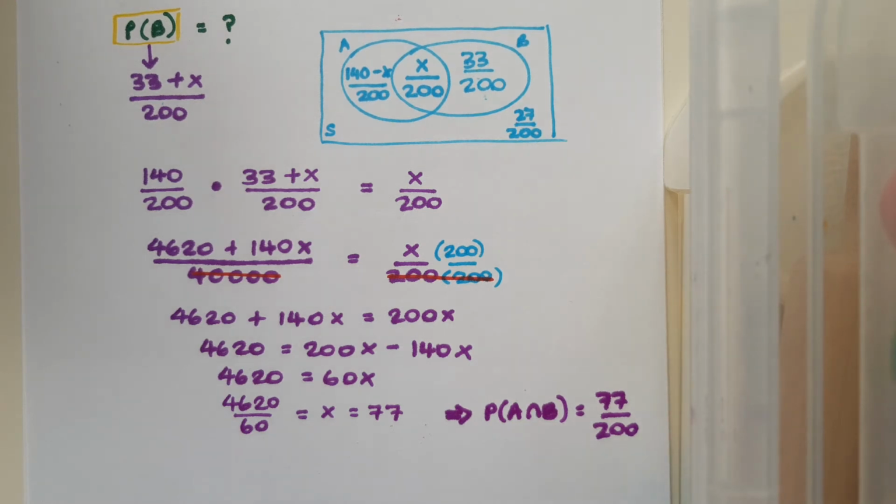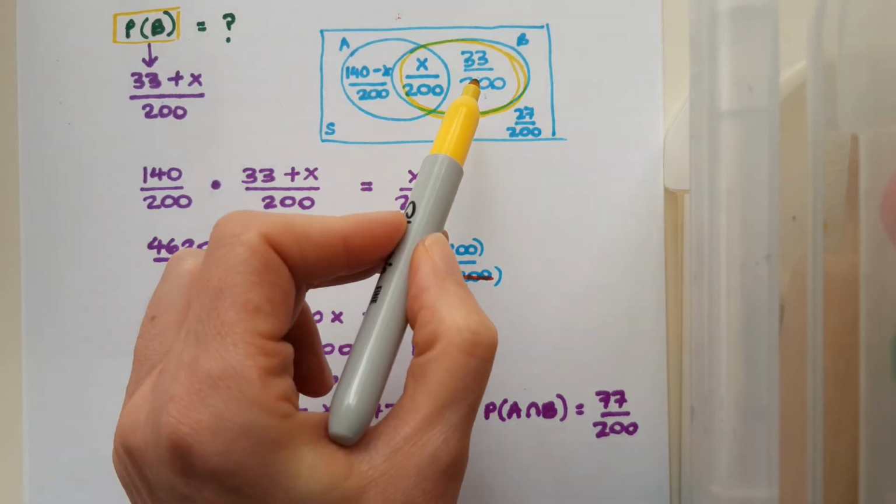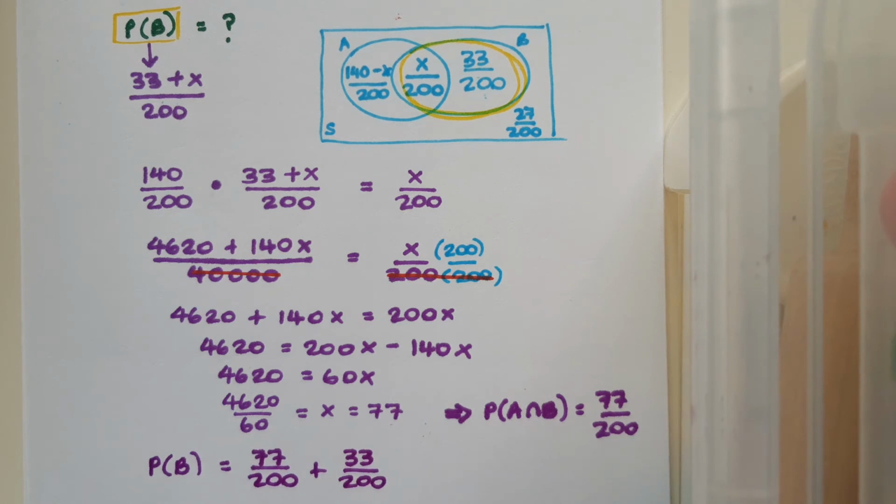So to find the probability of B, I'm simply going to add together the values in these two regions. And when I do that, I get 110/200, which I can cancel down to 11/20. And 11/20 is my final solution here.